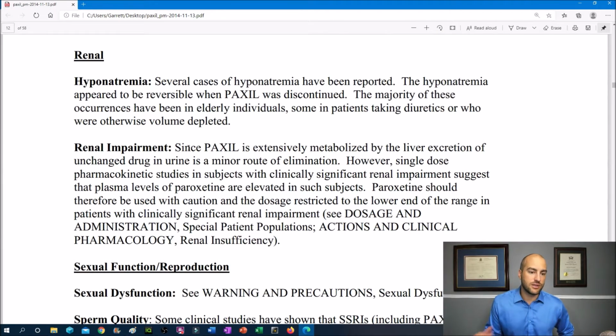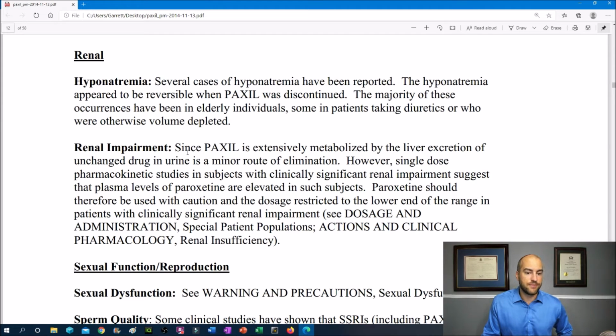All right, renal, so kidneys. Hyponatremia, so this would be low sodium levels. Several cases of hyponatremia have been reported. The hyponatremia appeared to be reversible when Paxil was discontinued. The majority of these occurrences have been in elderly individuals, some in patients taking diuretics, or who were otherwise volume depleted.